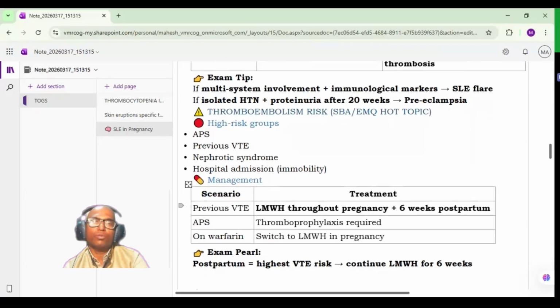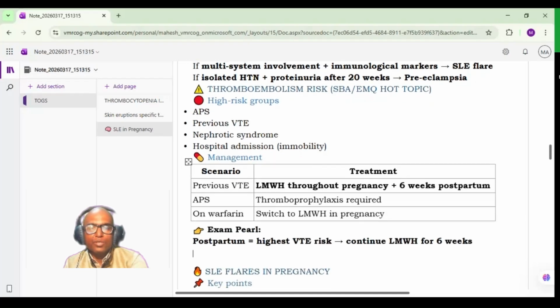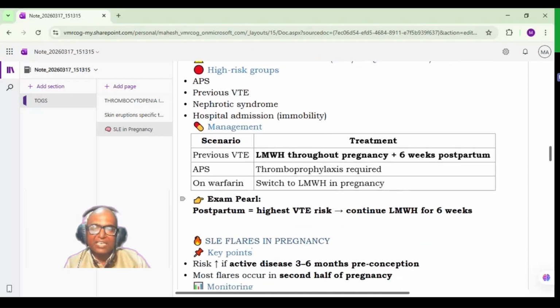Okay. Now coming to the thromboembolism risk. Which are the patients which are high risk? Antiphospholipid antibody positive, then previous VTE, nephrotic syndrome, and patients who are hospitalized because of the immobility. These are the patients who are high risk for the VTE. So if it is a previous VTE, LMWH will be required throughout the pregnancy plus 6 weeks postpartum. Antiphospholipid antibody positive, then thromboprophylaxis will be required. On warfarin, switch to low molecular weight heparin in pregnancy. So postpartum, highest VTE risk is there, and you need to continue the LMWH for 6 weeks.